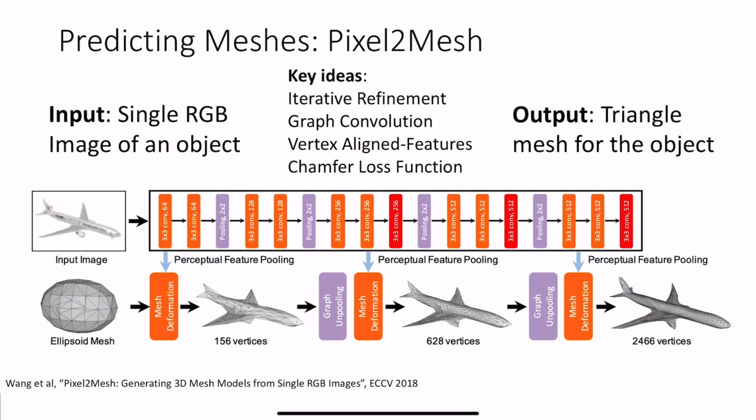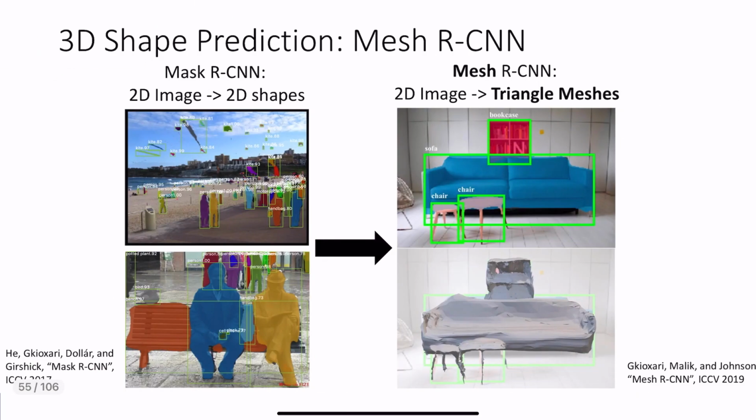Anyway, that was the Pixel2Mesh model. To sum up, the key ideas of this model are iterative refinement, graph convolution, vertex-aligned feature vector extraction from the input images, and the chamfer loss function to train a mesh model. Right, so that was the Pixel2Mesh model.